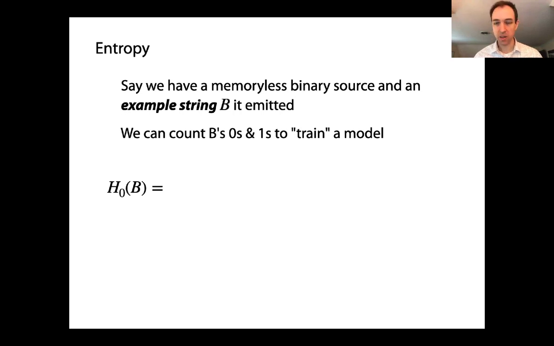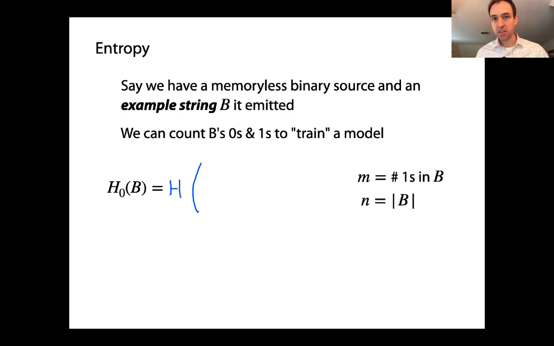So if we know the number of ones in our output string, and n is the length of the output string B, then we want to write down basically how we can think of the zero-order empirical entropy of the string B as the Shannon entropy of a random variable. All right, so let's just write Shannon entropy of, and now we're basically in a loaded coin flipping regime here, right?